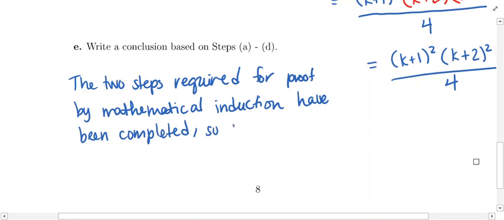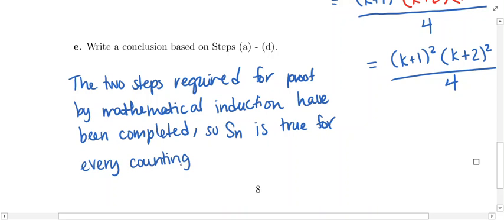So S of n, the statement S of n, is true for every counting number n. We are done with the proof.